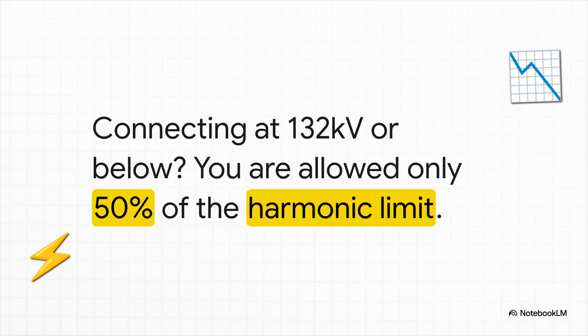So a developer connecting at 132 kV or below is generally only allowed 50% of the individual harmonic planning limit for their incremental emissions. This is brilliant because it prevents the first project in the queue from hogging the entire limit with noisy equipment. It ensures vital capacity is left over for the next projects down the line. It's way fairer for sure, but it also means your individual allowance is significantly tighter.